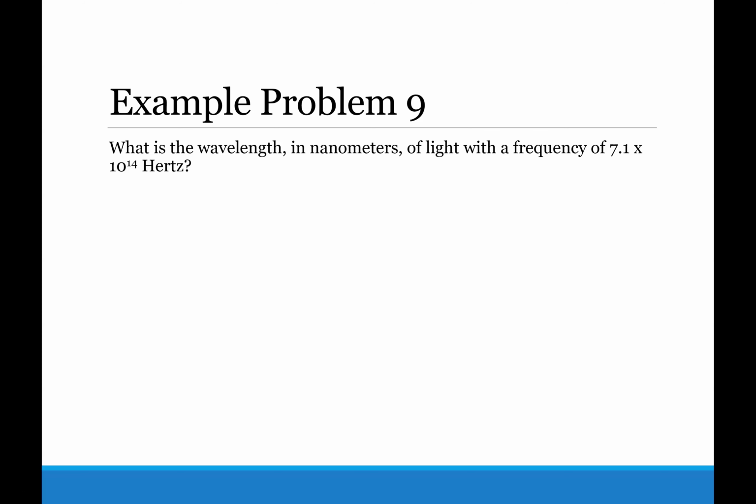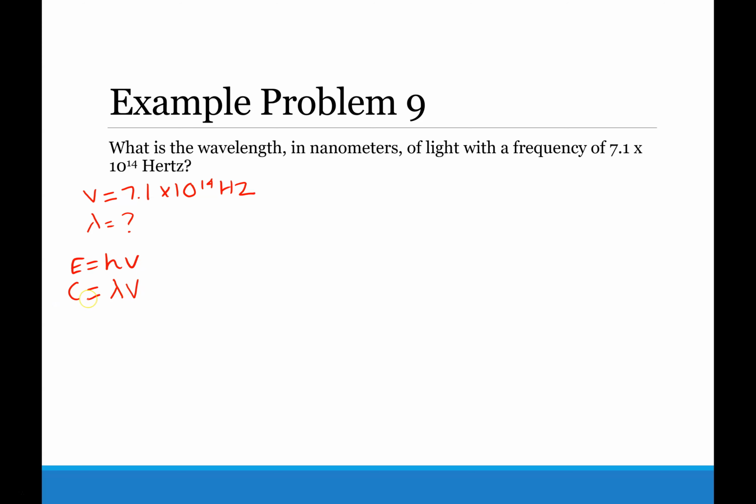Example problem 9 asks us for the wavelength in nanometers of light with a frequency of 7.1 times 10 to the 14 hertz. So we have a frequency, and I know it's a little odd writing that as a v, but we have a frequency of 7.1 times 10 to the 14 hertz. We're asked to find the wavelength, and so we have two equations to choose from. We have E equals h times v, and then we have c equals lambda times v.